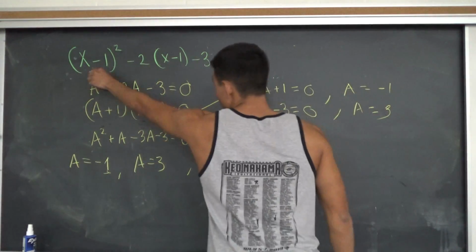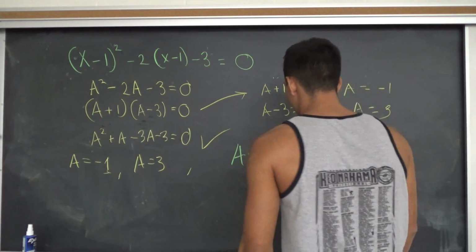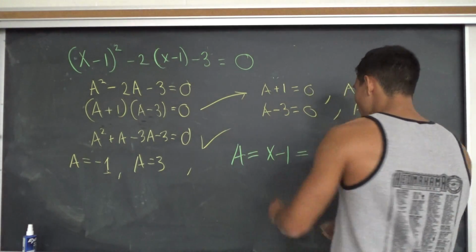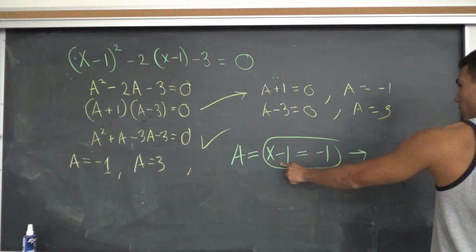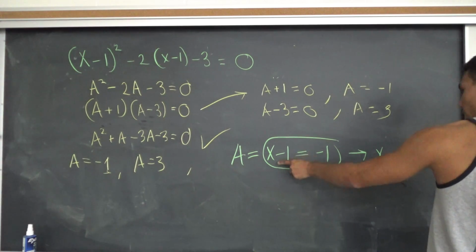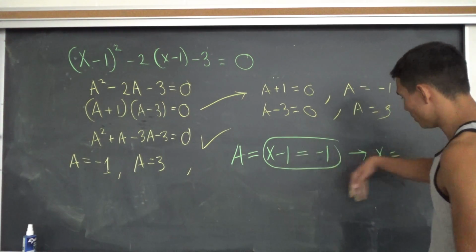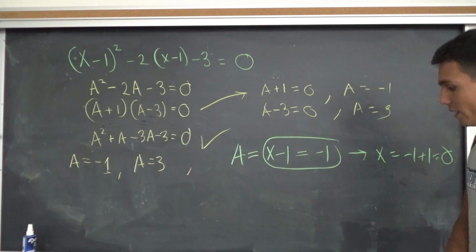A was equal to x minus 1. So a is equal to x minus 1, but in this case a is also equal to -1. So let's just focus on that. So what is that? It's x minus 1 equals -1, right? X is equal to -1 plus 1, which is 0. Okay, we found one of the x's.